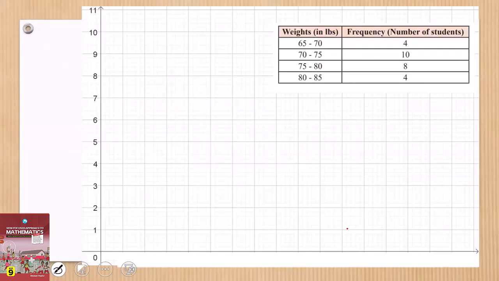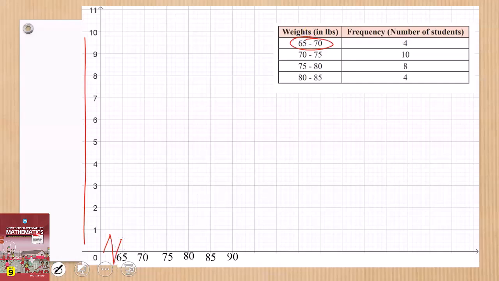First of all, we're going to plot our values for the frequency side. The frequency side is from 1 up to 10. That is fine. And then on this side we can start from 65 to 70, from 70 to 75 to 80, 85, 90, and so on and so forth. Now, since we are not starting from the origin, we have to create a zigzag line here, which shows the jagged line, showing that we are not starting from the origin.